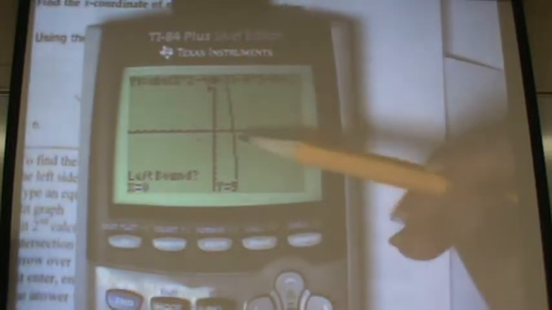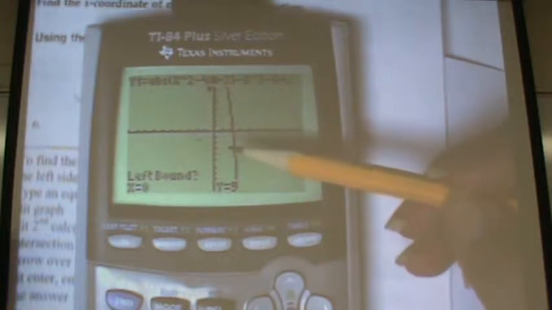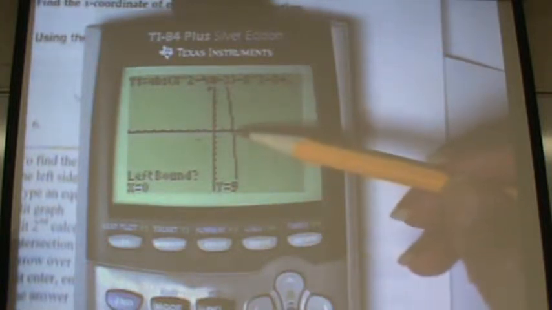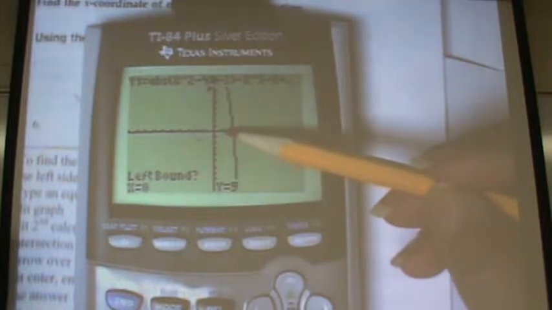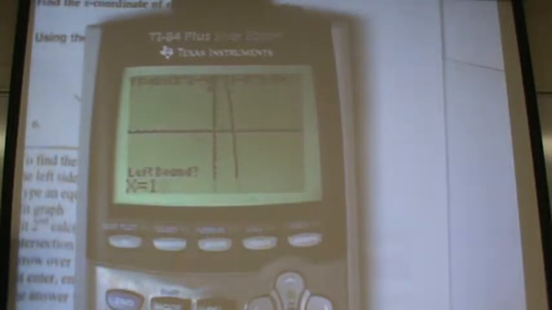Now they're asking you for a left bound. So here's your graph. Here's the solution. It's somewhere between 2 and 3. Can you give me an integer that is to the left of where it's hitting the x-axis? 1. I like 1. So it's asking you, left bound, question mark. You're going to type in 1.